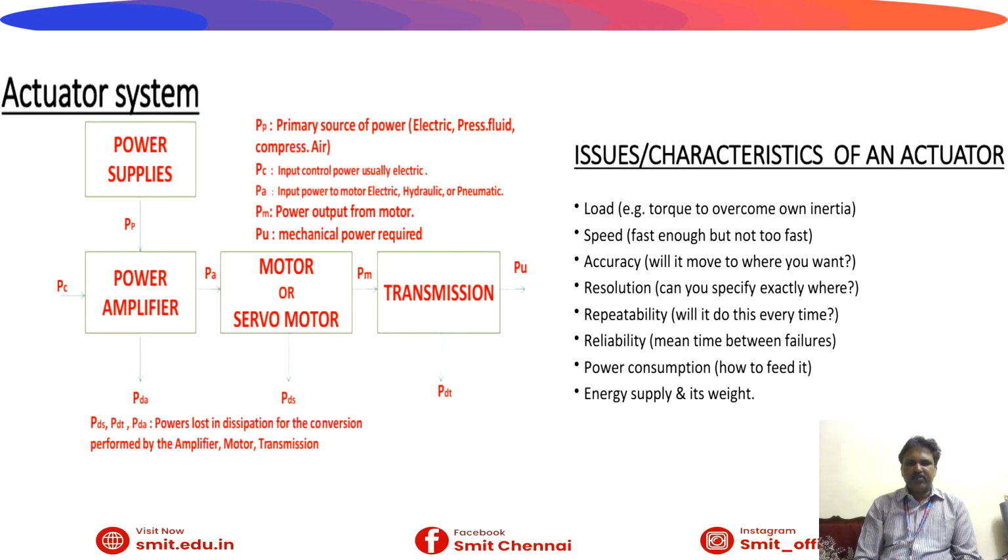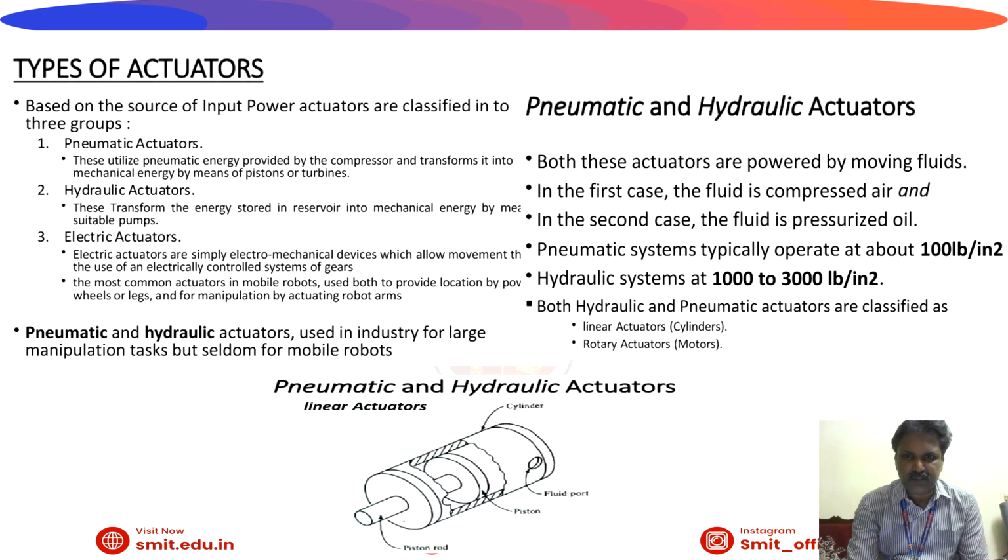On the left-hand side it is mentioned over here. That is the primary source of power: electrical, pressurized fluid, and compressed air. Input control power, usually electric, that is PC. The input power to the motor, electric, hydraulic and pneumatic, that is PA. Power output from the motor, that is PM. PU is the mechanical power required. And these are the characteristics of an actuator: load, speed, accuracy, resolution, repeatability, reliability, power consumption, energy supply, and its weight. These are the important characteristics of actuators while designing components.